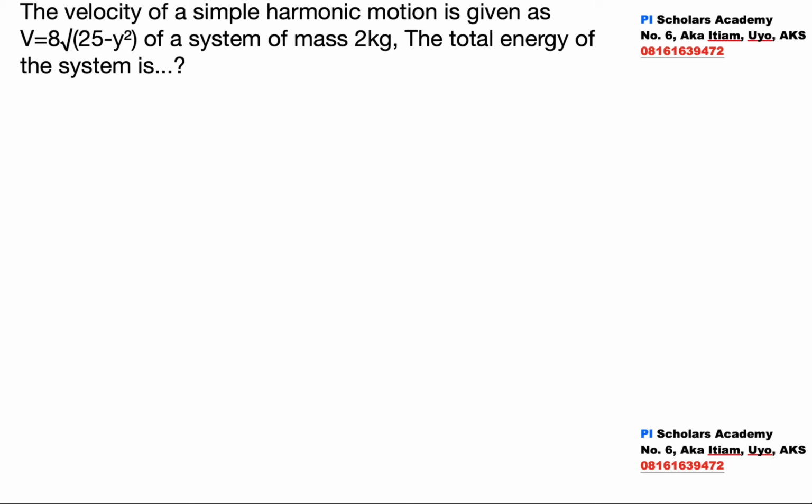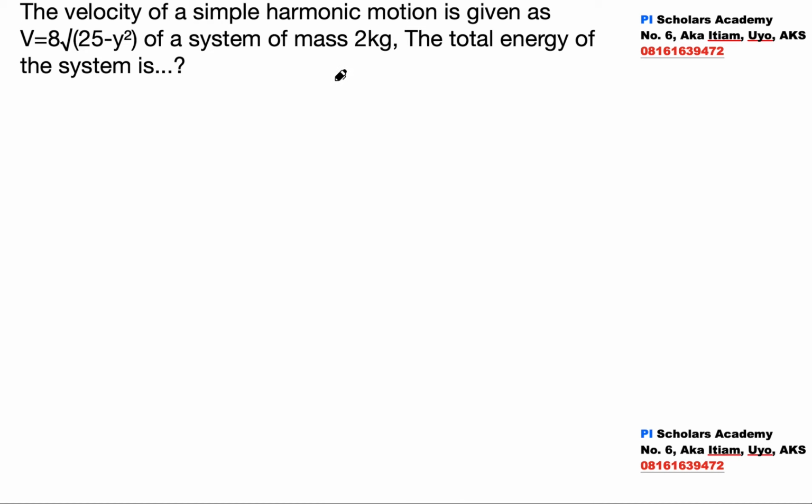This is a UTME physics question, and it's under simple harmonic motion. The question says that the velocity of a simple harmonic motion is given as v equals 8 square root of 25 minus y squared of a system of mass 2 kilograms. What is the total energy of the system?